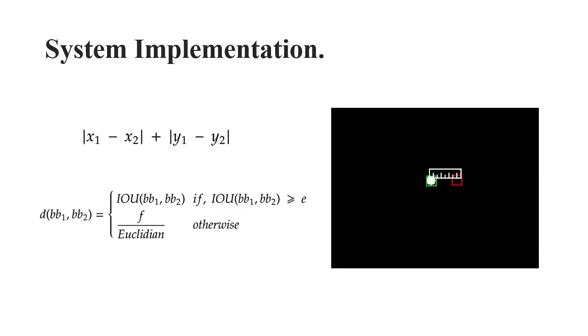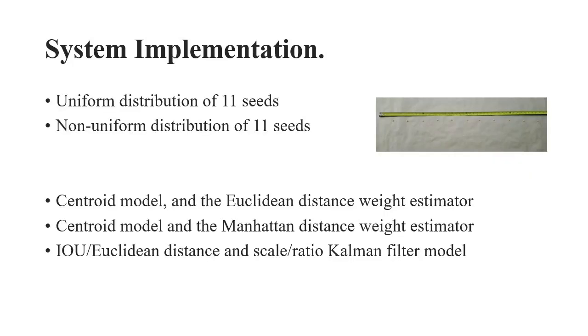Two new distance estimators for calculating the weight for the association between each tracker and detection for the Hungarian algorithm, a Manhattan distance and the combination of the intersection over union and the Euclidean distance. These are used as a weight estimator for the Hungarian algorithm and affect the association of the detection, the green rectangle, and the Kalman filter prediction, the red rectangle.